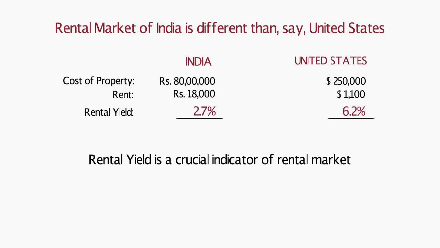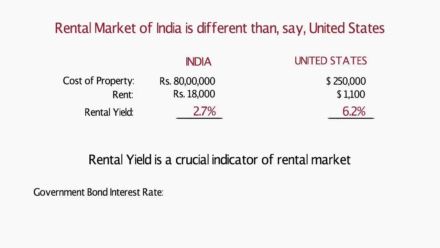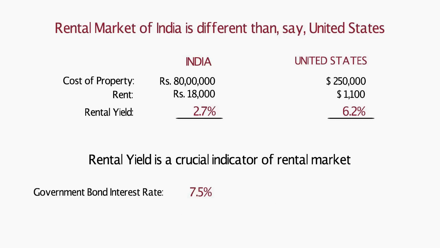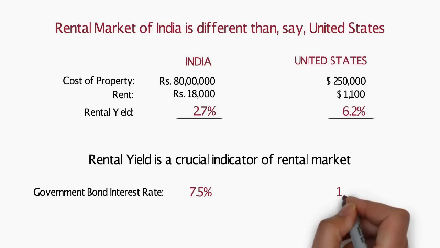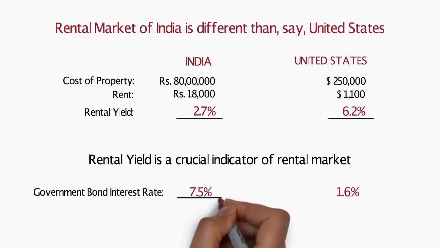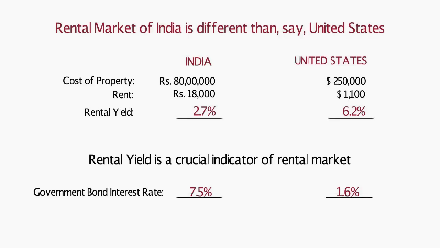Now, why is this rental yield so crucial to our discussion? Let's find out. At present, which is around July 2016, the government bond, the Government of India 10 years bond, has a coupon of about 7.5%, whereas the same bond, the US Treasury for 10 years, is currently giving a coupon of 1.6%. Now, why we are discussing government bonds here is because the government bond interest rate is a good indicator of how the economy is performing and what the interest rates of that economy are.